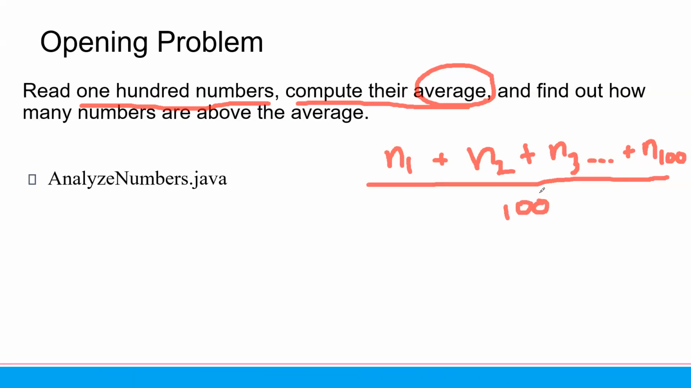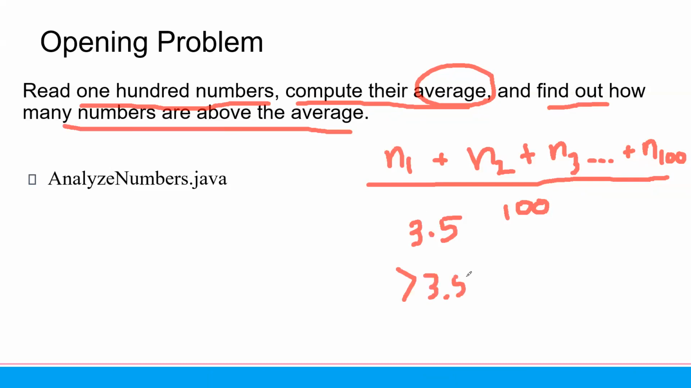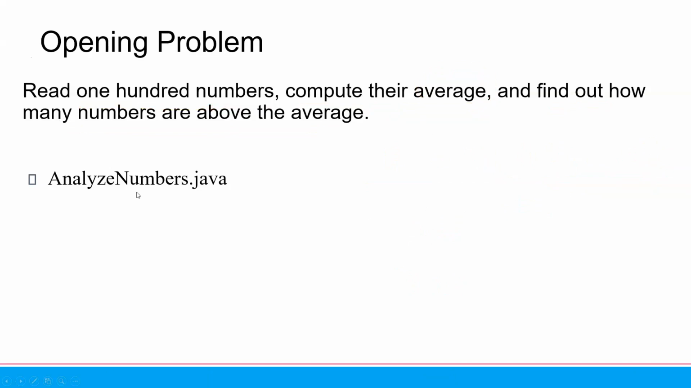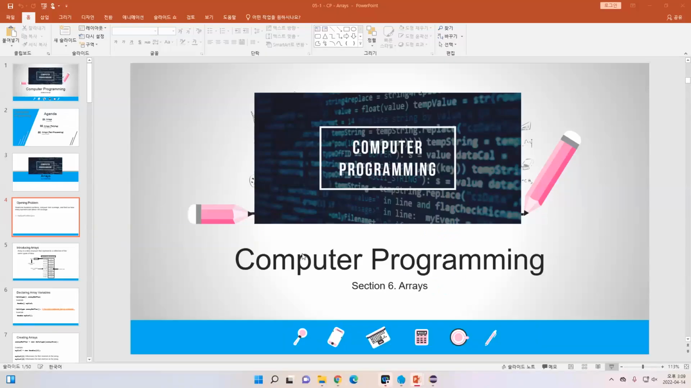So how can we compute this one, and how can we make the Java output, and find out how many numbers are above the average? For example, I know that the average here is 3.5. So find the numbers that are greater than this one. Find out how many numbers are above the average. So find the numbers which are greater than 3.5. I give you one code here, analyze numbers.